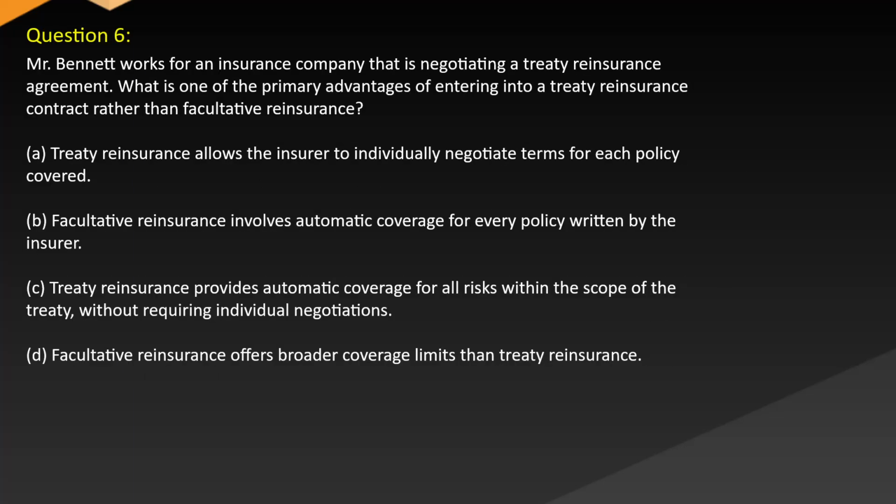Question 6. Mr. Bennett works for an insurance company that is negotiating a treaty reinsurance agreement. What is one of the primary advantages of entering into a treaty reinsurance contract rather than facultative reinsurance? A. Treaty reinsurance allows the insurer to individually negotiate terms for each policy covered. B. Facultative reinsurance involves automatic coverage for every policy written by the insurer. C. Treaty reinsurance provides automatic coverage for all risks within the scope of the treaty without requiring individual negotiations. D. Facultative reinsurance offers broader coverage limits than treaty reinsurance.